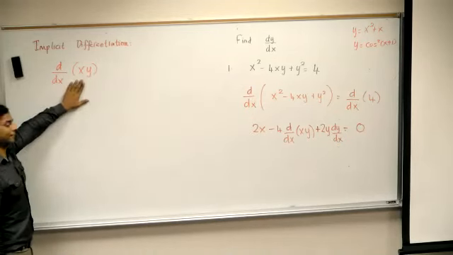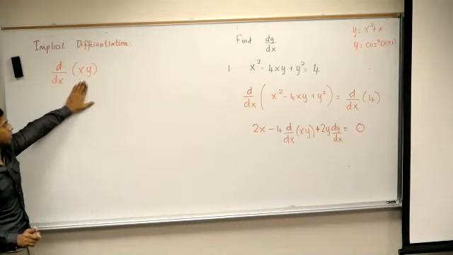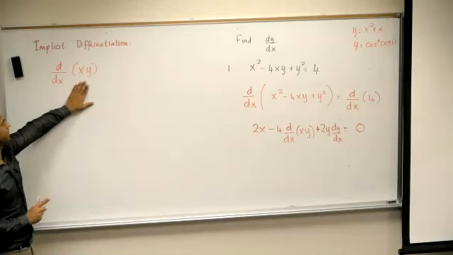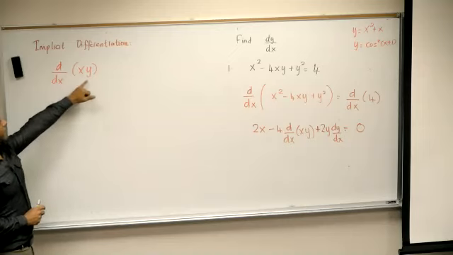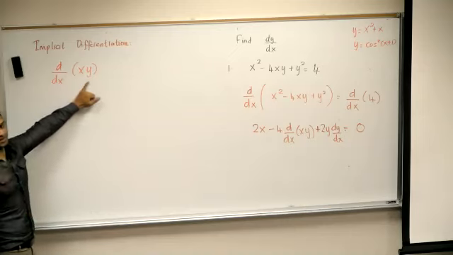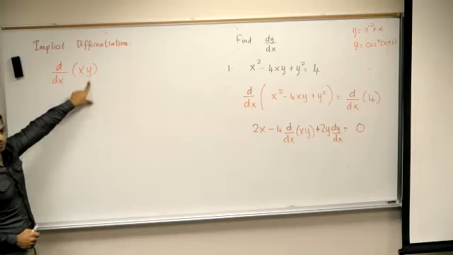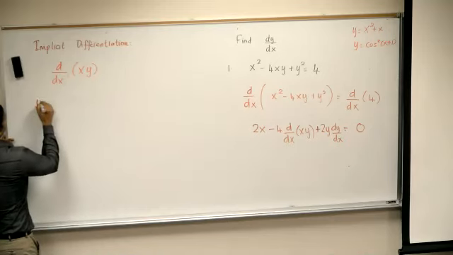So let's say, how do we find the derivative of xy? Product rule. Why? Because they are multiplied and y is not a constant. If that was a constant, I don't need product rule, but x multiplied by a function of x, we need product rule. So this is going to be u v.